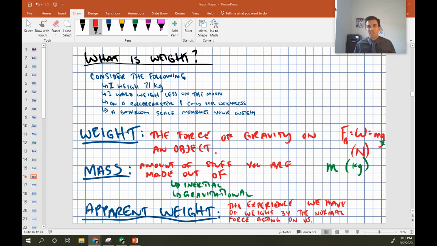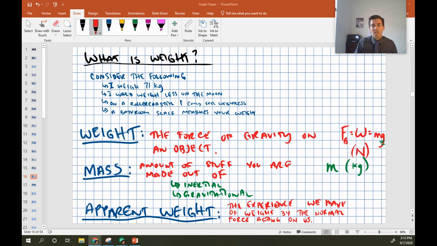But you know you can defeat a scale. All you have to do with a scale is jump on it or jump off of it, and you would notice that the reading on the scale would change drastically. Not because your weight has changed, but because the normal force being applied on the scale from you has changed. You could also trick a scale by standing on it in an elevator. And if the elevator is accelerating upwards, then the net force acting on you would be upwards. There would be a normal force that's greater than normal acting on you, and so the scale would say you were heavier.